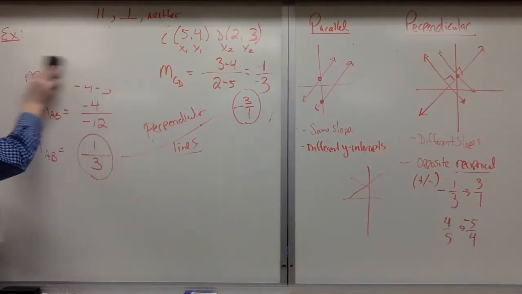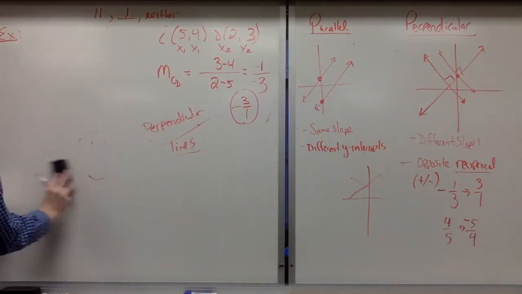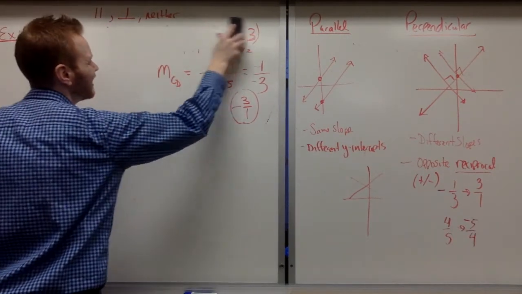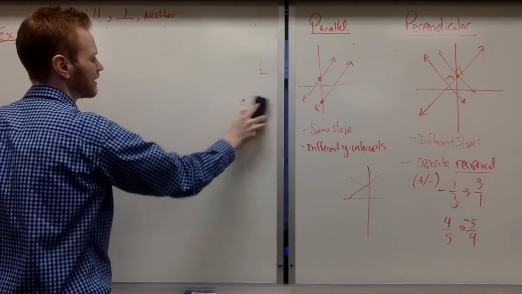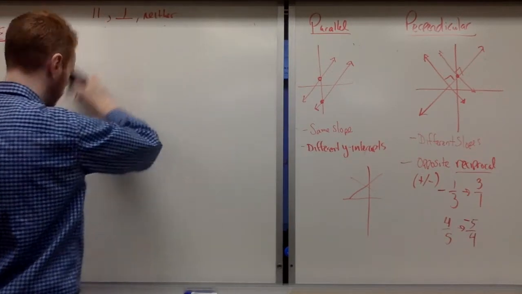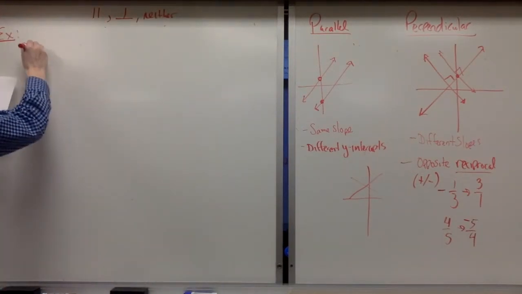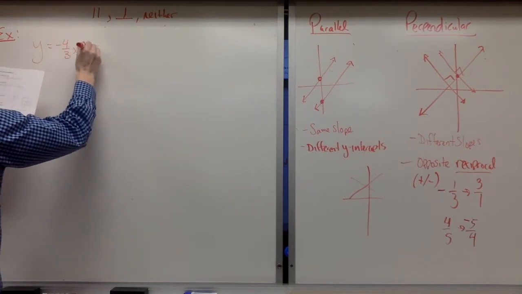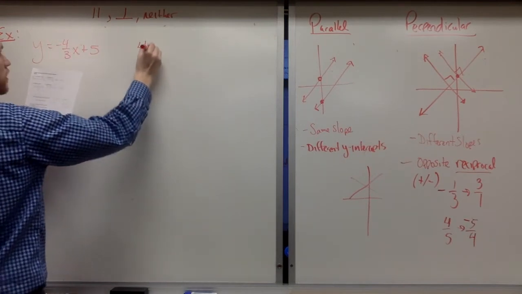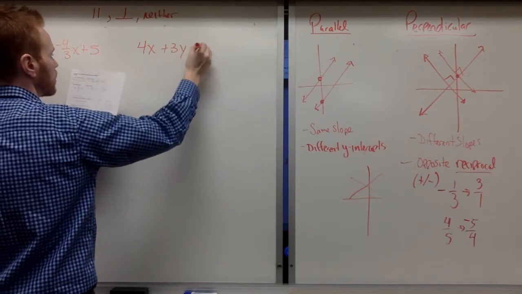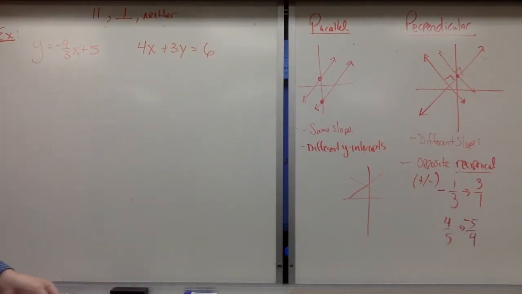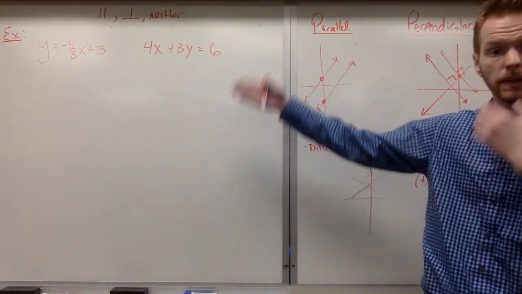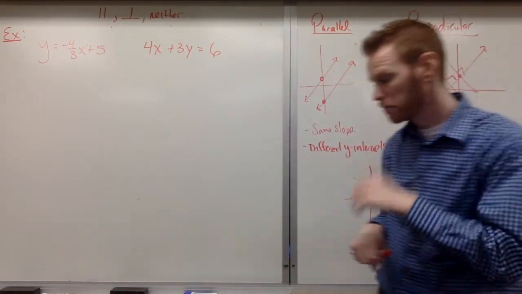Okay? What if I gave you the equations of the line? What if I did that instead? Well, let's figure out what that's going to look like. Let's say I gave you these 2 equations, okay? And I want you to figure out, are these 2 lines parallel, perpendicular, or neither?